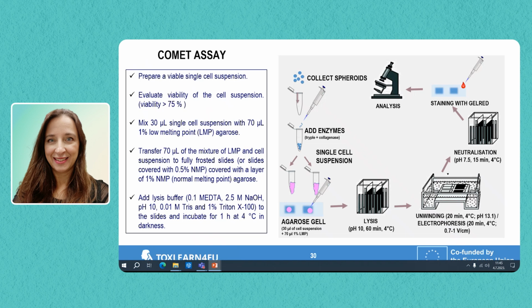As I mentioned before, we use the enzymes, and then we put this on agarose gels. We do the lysis at a high pH with detergents, 60 minutes, and then we do the unwinding and the electrophoresis. And after that, we have a neutralization at pH 7.5, and then we stain with different stains to stain only the DNA. So in these phases, we get rid of all the proteins, histones, only the naked DNA stays. Yeah. And then at the end, we can analyze these comets. You see better, but I'm sure that there will be a lecture specific for this, so I will not go into details.